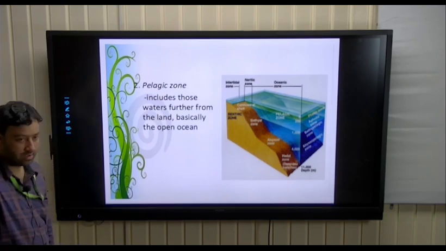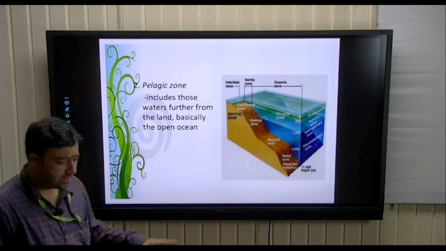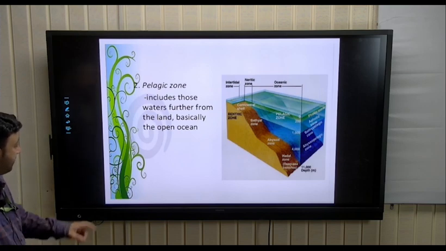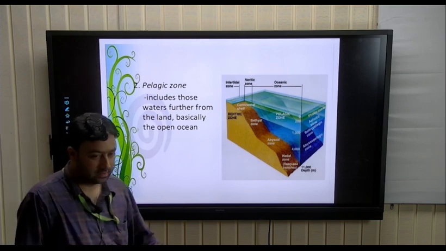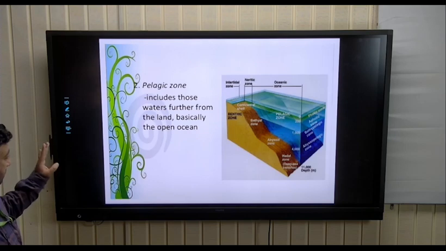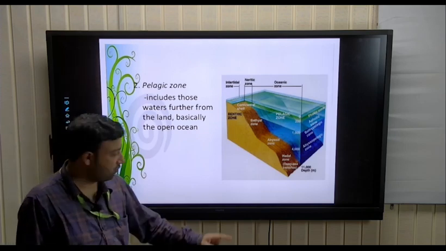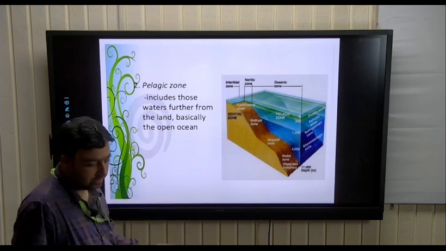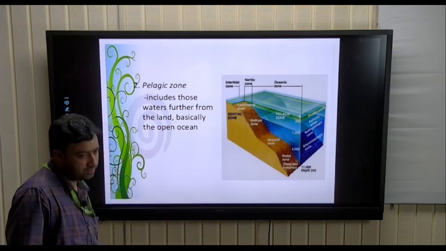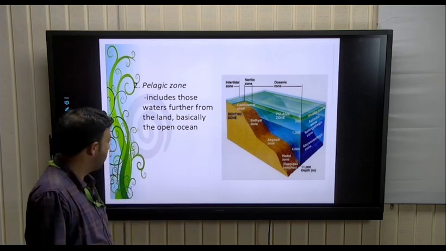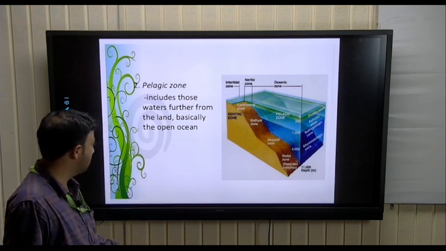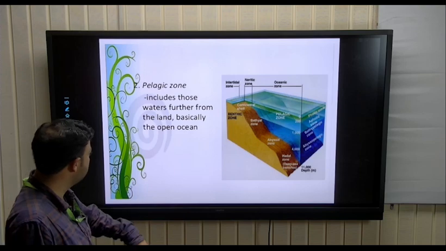Number 2, pelagic zone. As the figure shows, it includes those waters further from the land. Basically it is the open ocean. This zone is farther from the land. Basically it is the open ocean.